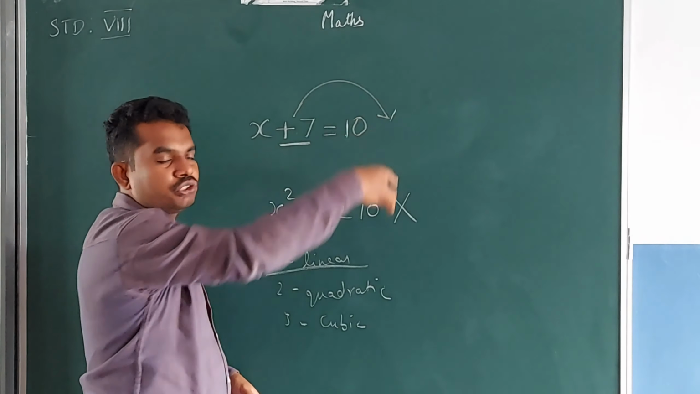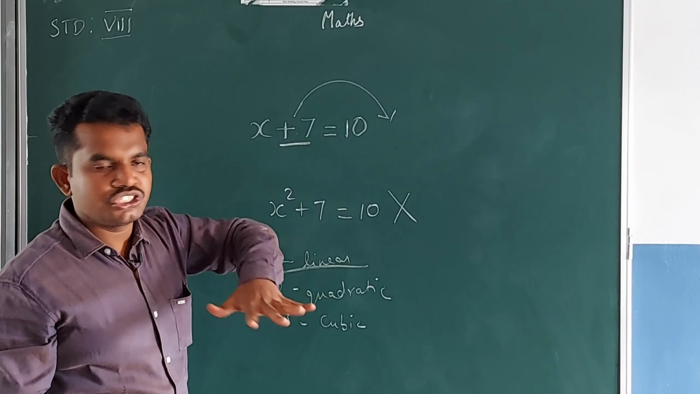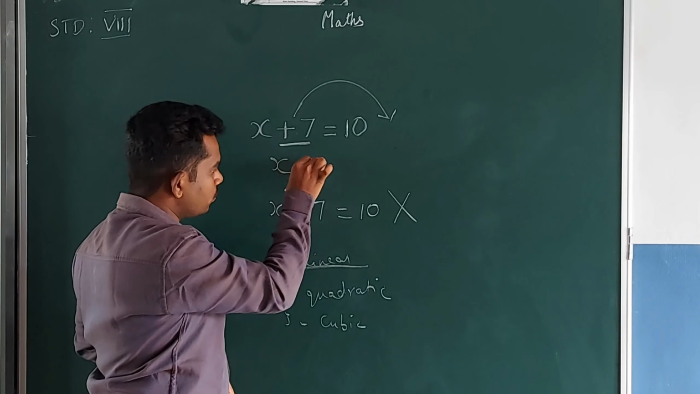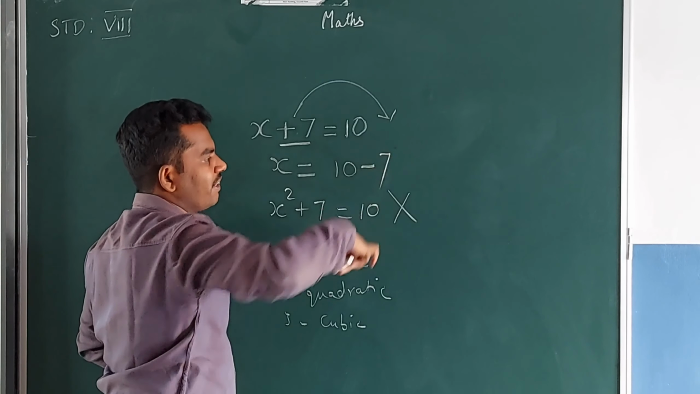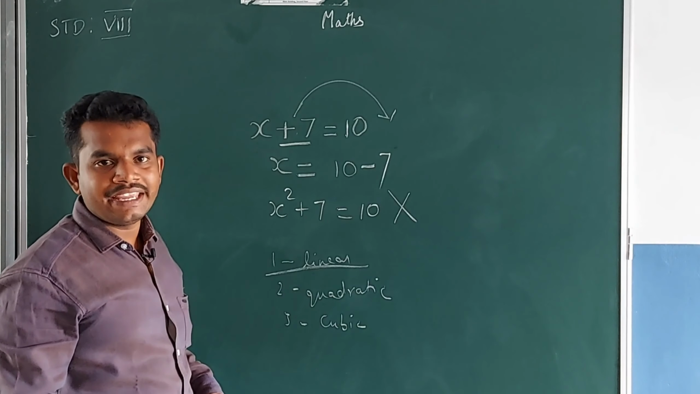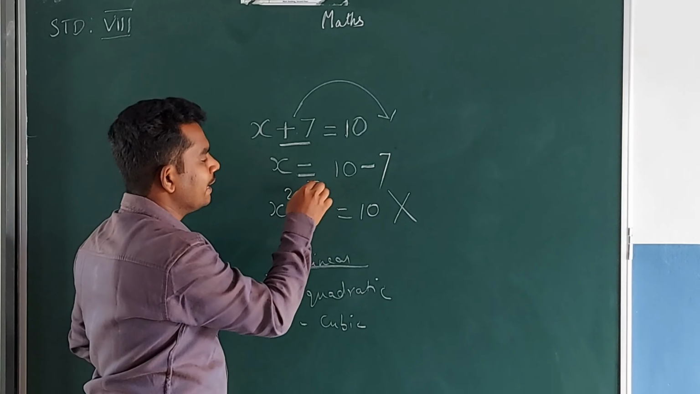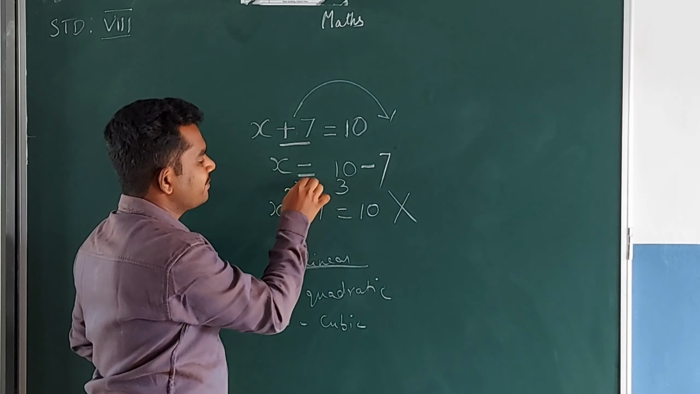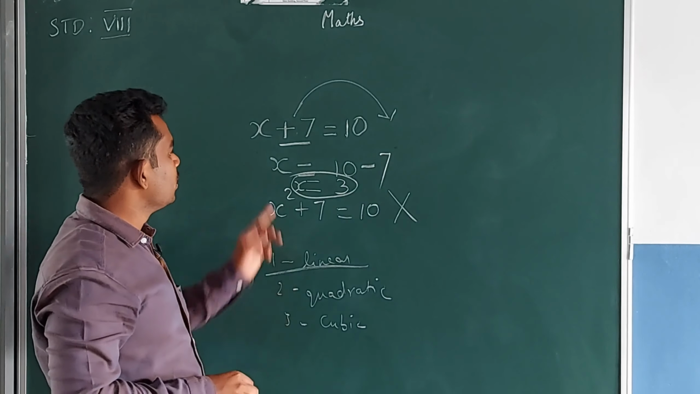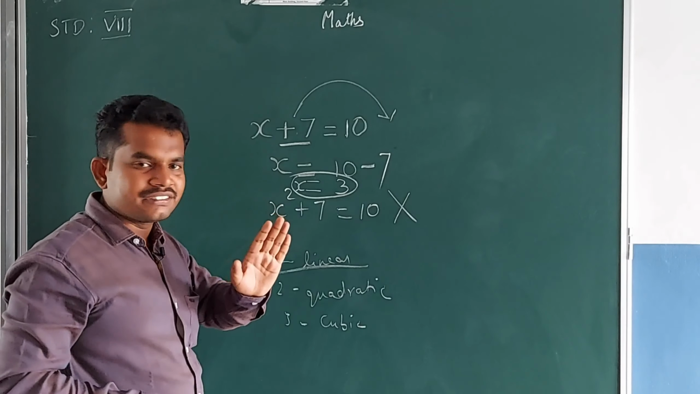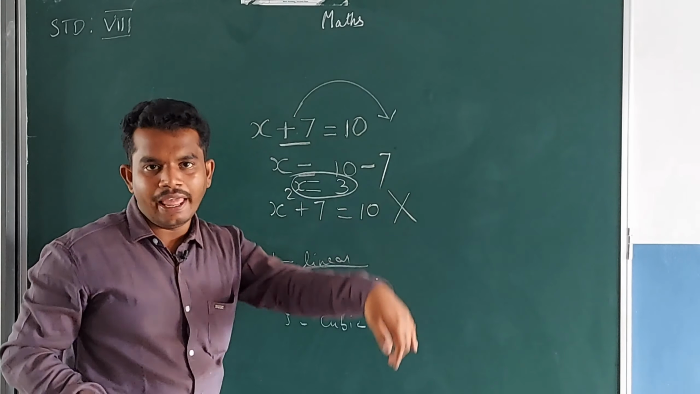So, plus 7 goes to the right side, it means transposition. So, x equal to 10 minus 7. 10 minus 7 is what? 3. So, x equal to 3. Okay. So, the first step is you will send the like terms to the like terms.